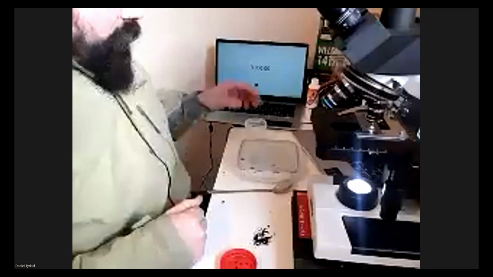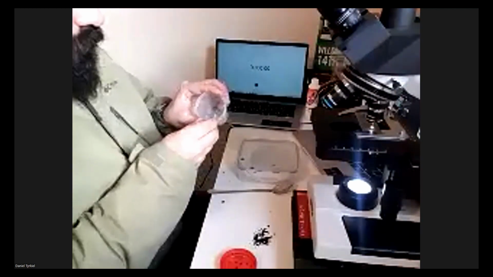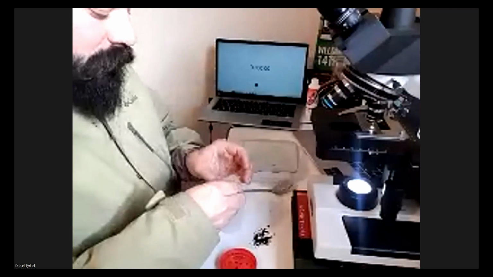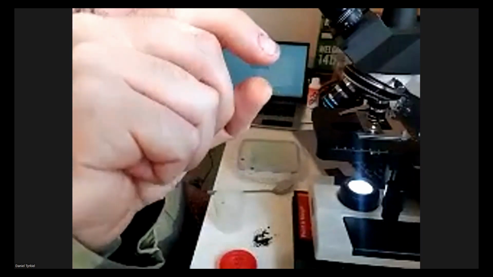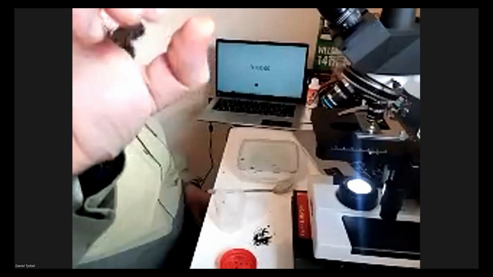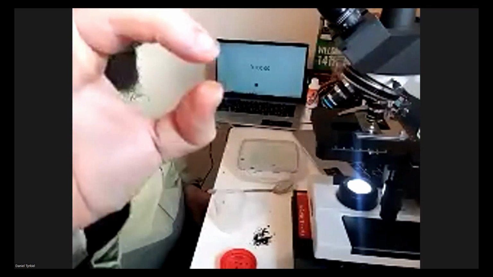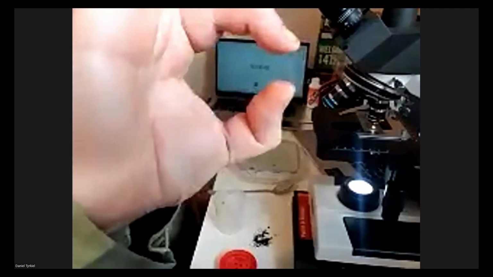And then we're going to take a cover slip, which is an even more fiddly piece of glass than the previous one. Oh, can barely see it. There you go. I'm going to try and evenly drop this over the sample. I'm going to try and keep the edges of the cover slip parallel to the slide.